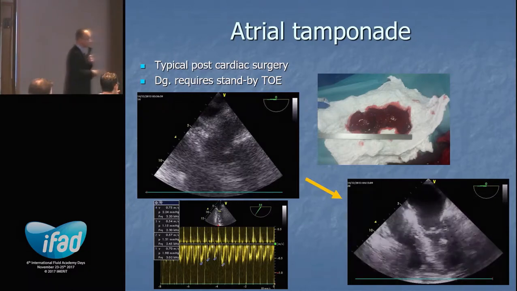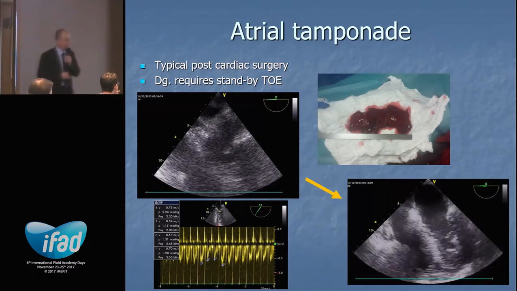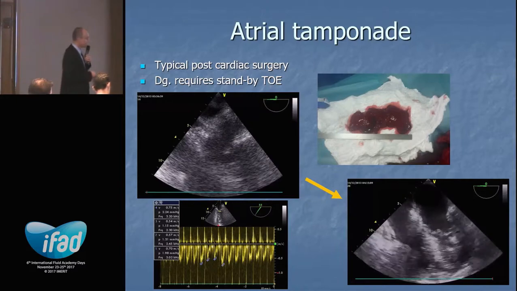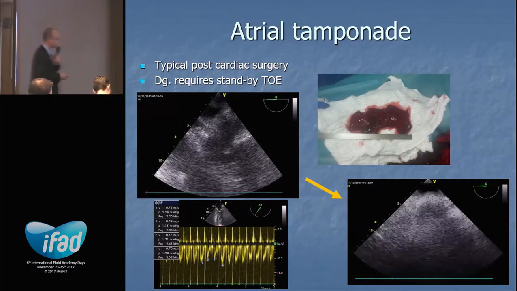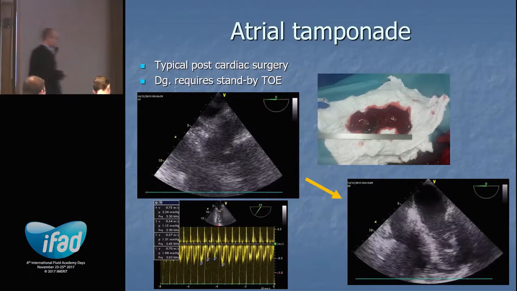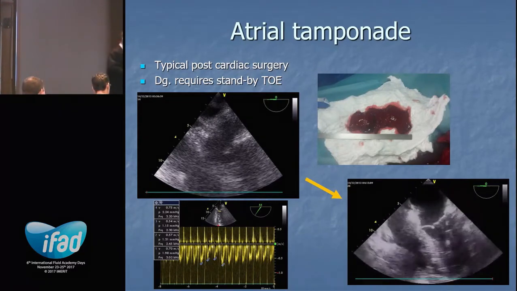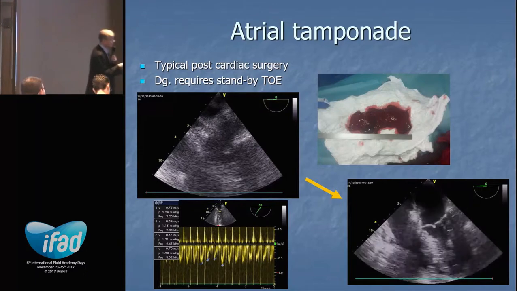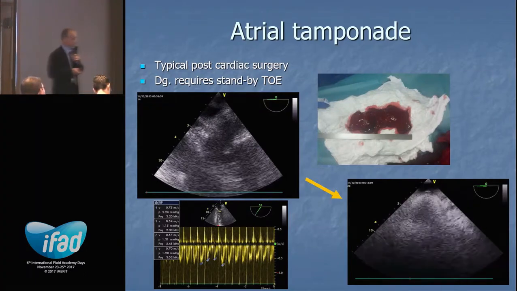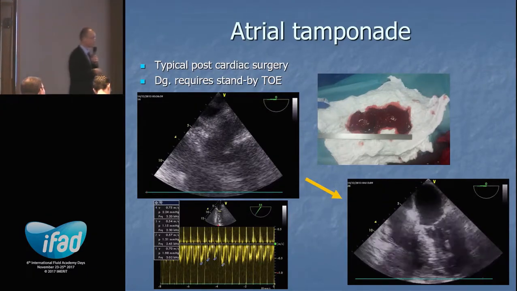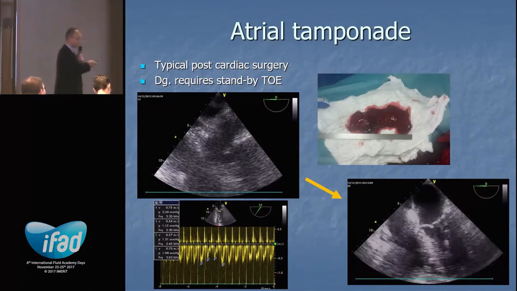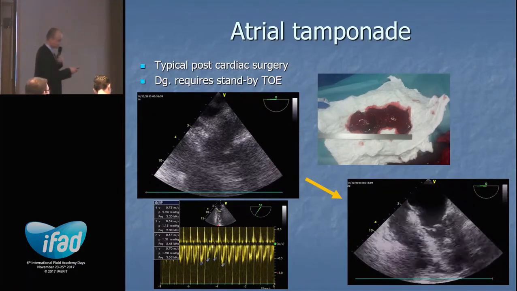So atrial tamponade is something which you can see not as rarely in cardiac surgery, in cardiothoracic anesthesia, cardiothoracic intensive care. And you must be aware that you need a standby transesophageal echo to exclude this in a patient who has normal ventricular performance but can have a tamponade due to the selective compression of the atria.